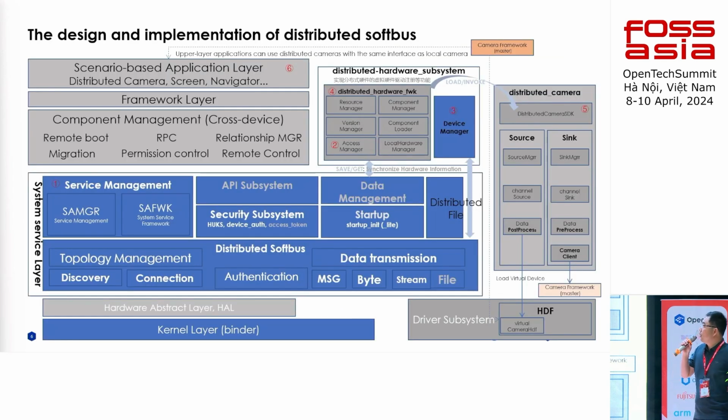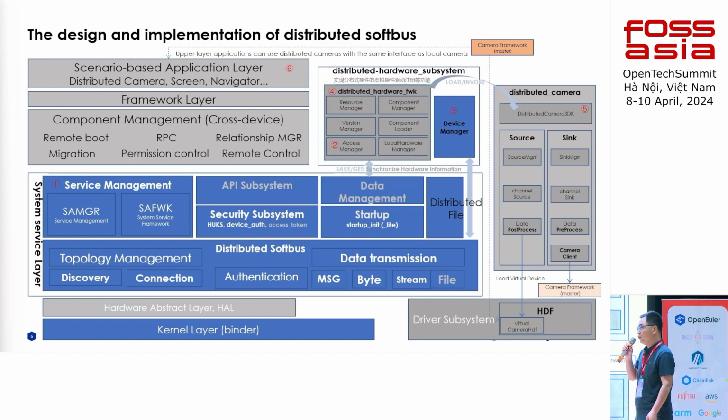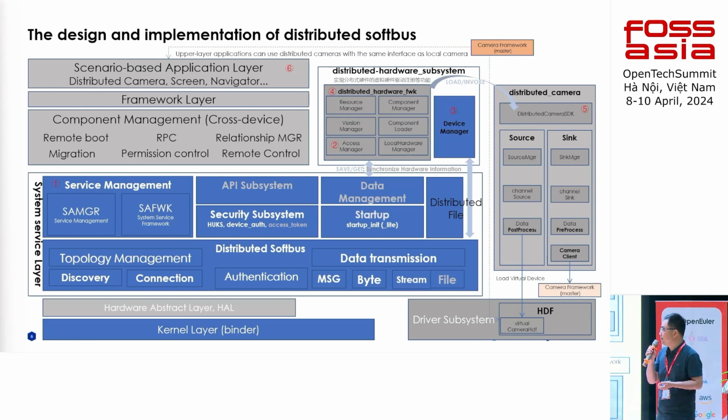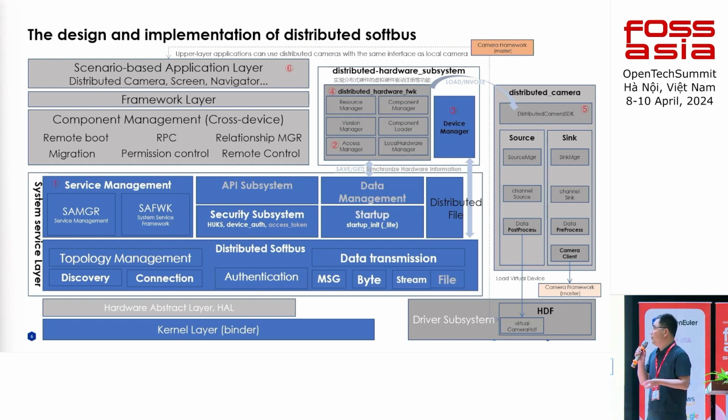This page shows the design and architecture of the distributed bus. At the bottom, we can see the Softbus needs the bus driver in the kernel. Based on the kernel layer, the middle layer shows the Softbus's most core functions, such as topology management, authentication, messaging, data transmission, and other very important features, service management, and so on.